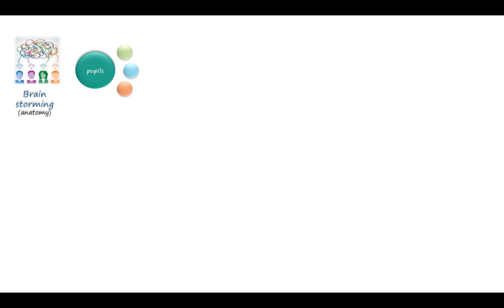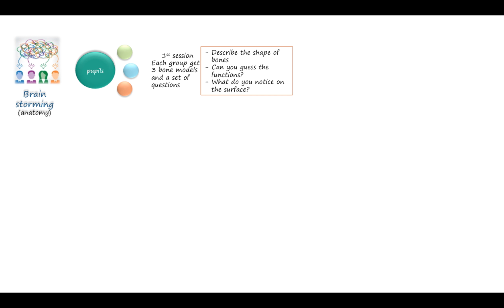The other method that I like very much is called brainstorming. Let me give you an example in anatomy. Here we also have the students in different subgroups, and when we teach them the next time, in the first session we can give them, for example, 3 bone models and a set of questions at the same time. A group sits, looks at them and starts answering questions, like describe the shape of the bone, or what do you notice on the surface of this bone.